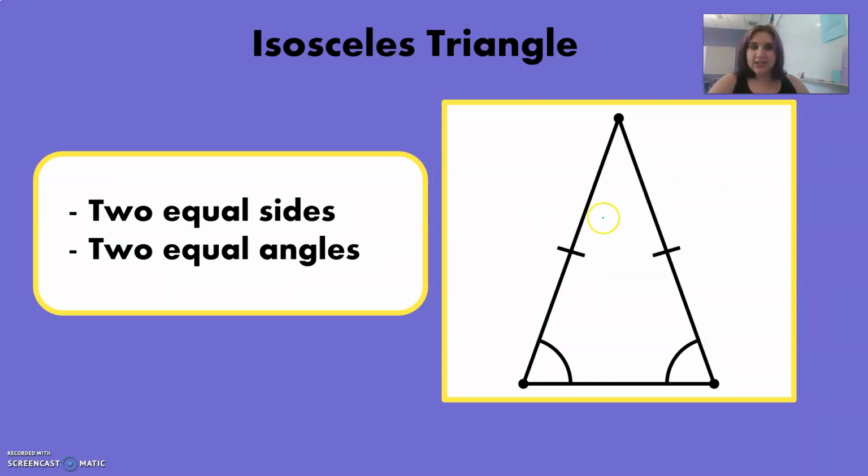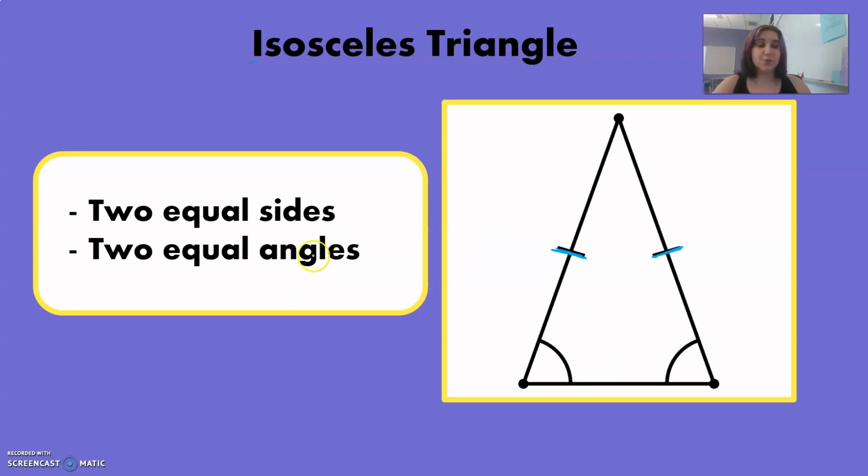Then we have the isosceles triangle. Very funny word, isosceles. It's a tough one to spell. An isosceles triangle has two equal sides. So on my example, there's a little mark on one side and on the other side, and they're both one mark, and that tells me that those two sides are equal. Notice that there's not a mark on the third side because that side is not equal to the other two.